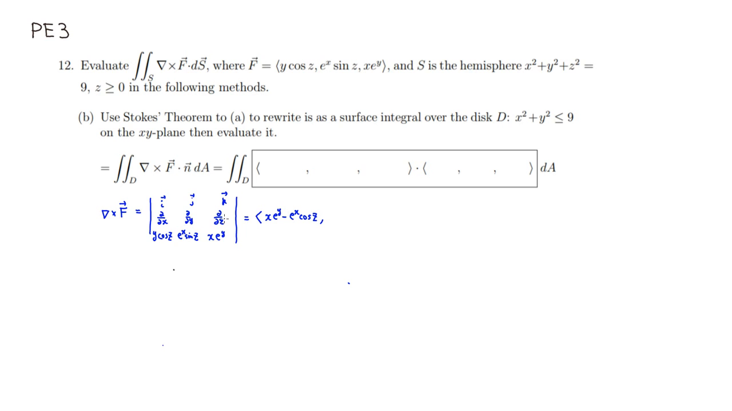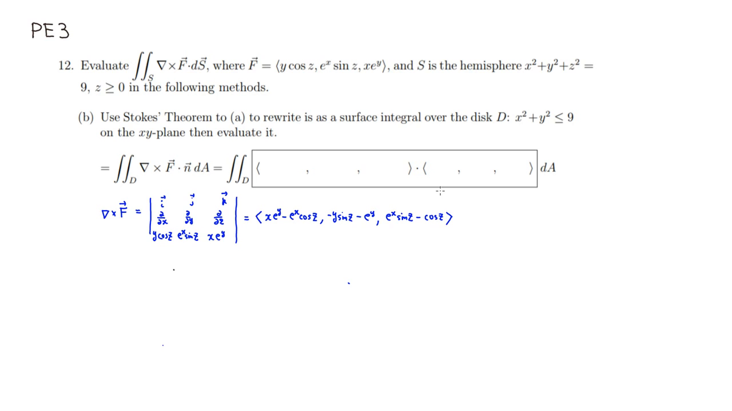The second component is the partial of y cosine z with respect to z, which would be negative y sine z, minus the partial of x e to the y with respect to x, so you have e to the y. And the last component is the partial of e to the x sine z with respect to x, which is e to the x sine z, minus the partial of y cosine z with respect to y, which is cosine of z.